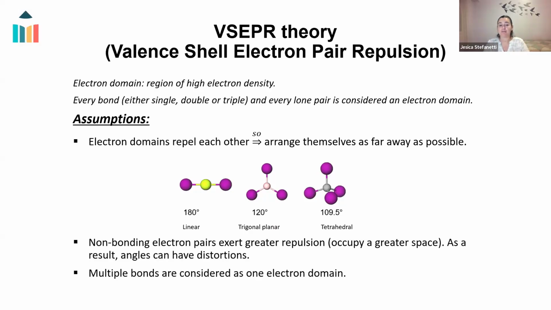The other thing we should have in mind, even though we mentioned that on top, is that multiple bonds will always be considered as one electron domain. Even though you might have a double bond or a triple bond, do not think about those as many electron domains. All the electrons there will be together, and those will be considered as a single electron domain.